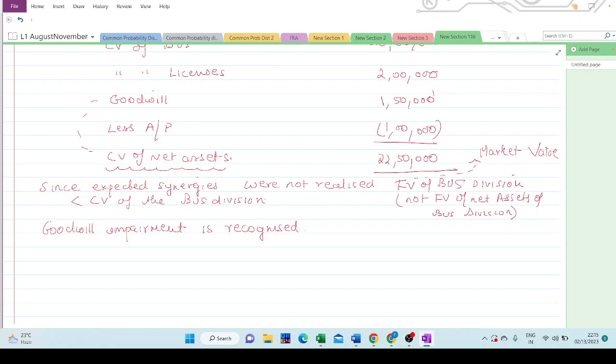We are not comparing fair value and carrying value of goodwill. We are comparing fair value of CGU and carrying value of the CGU to recognize a goodwill impairment loss. Why so? Why are we doing so?